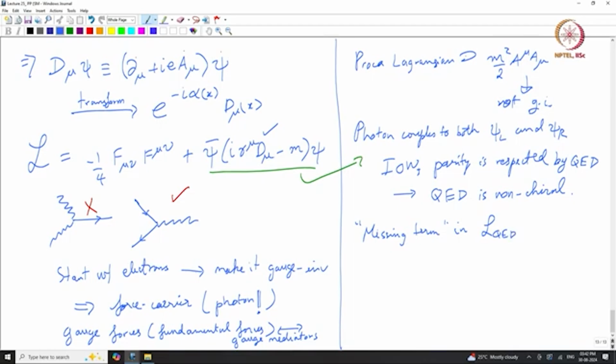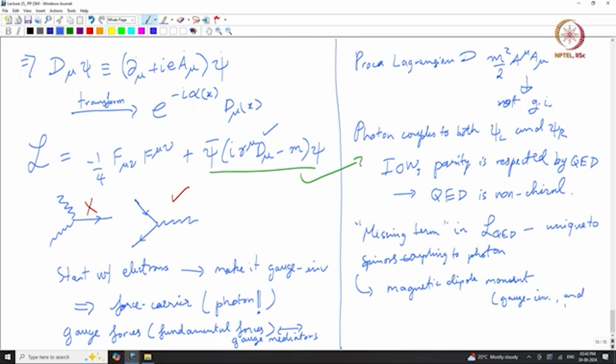okay. So, this is unique to spinors coupling to the photon. Let me just break the suspense, let me just say this has to do with the magnetic dipole moment, okay, which also respects gauge invariance and Lorentz invariance. So, I am not going to write this down now, okay.